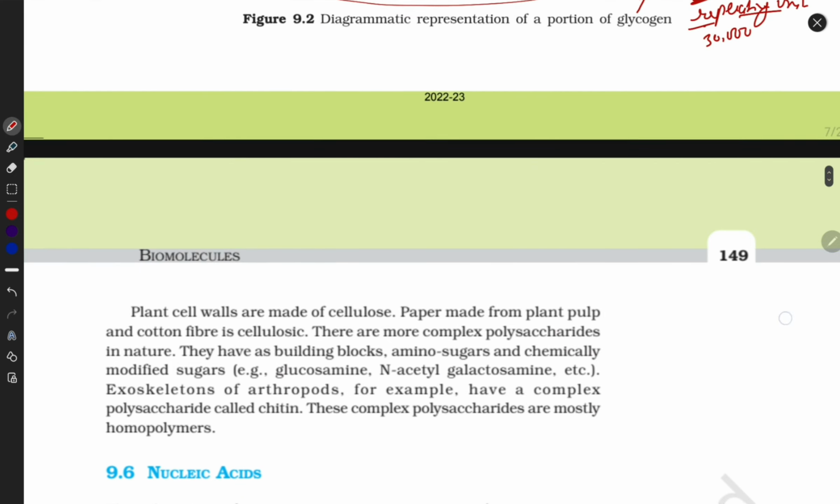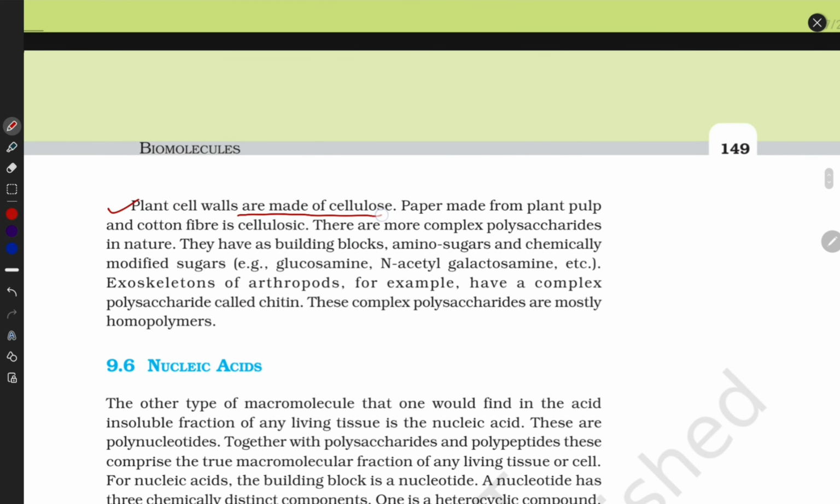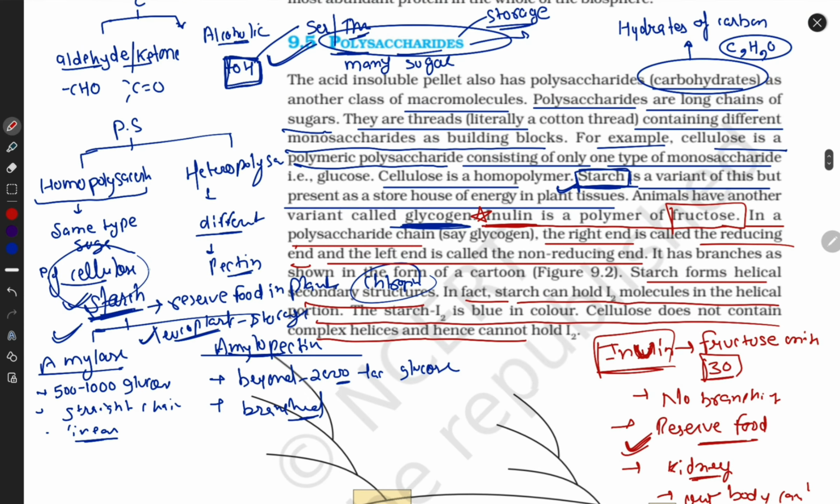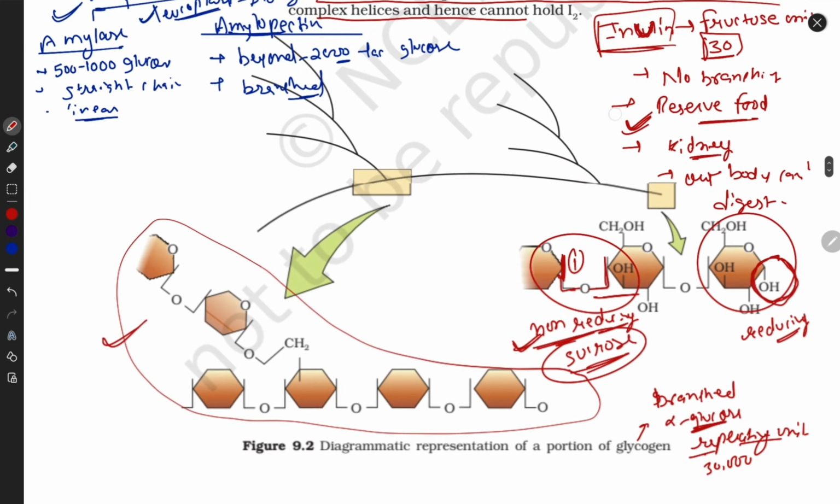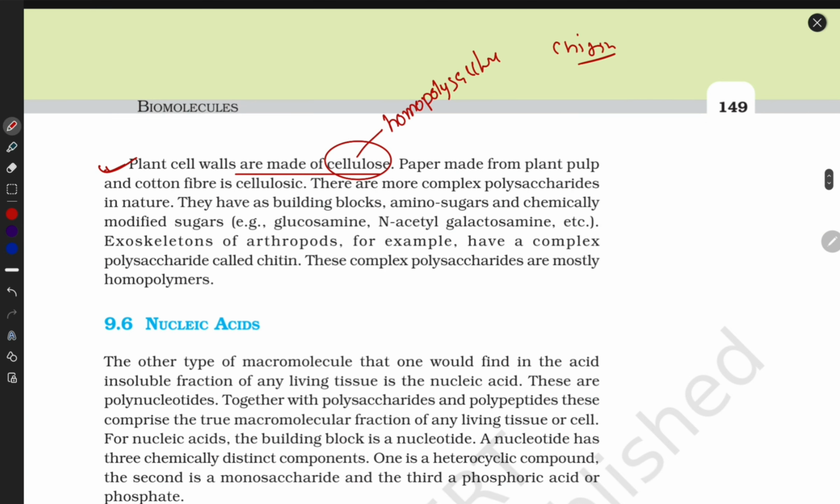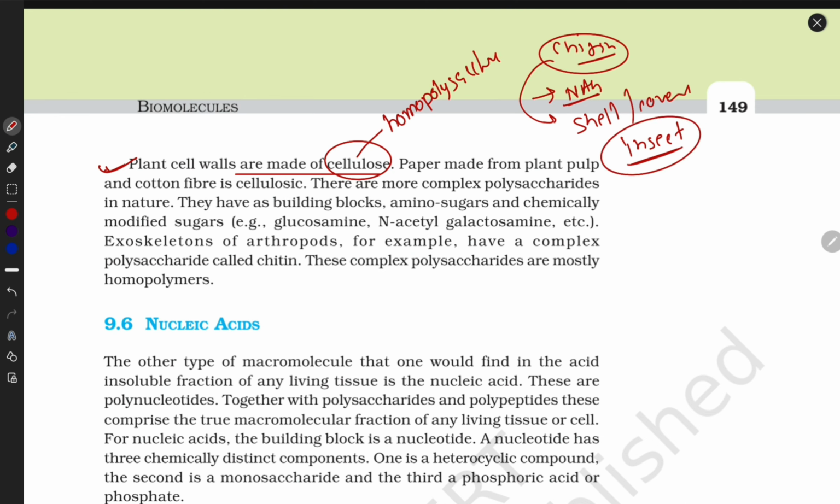Okay, note, important. Plant cell walls are made up of cellulose, and you know what cellulose is? A homopolysaccharide. Except these, chitin is also an example. Chitin is also a homopolysaccharide, and it is made up of NAG subunits. And where is chitin present? The chitin shell, the chitin covering, is present in insects, in the animal kingdom. Their outer covering is made up of chitin, guys.